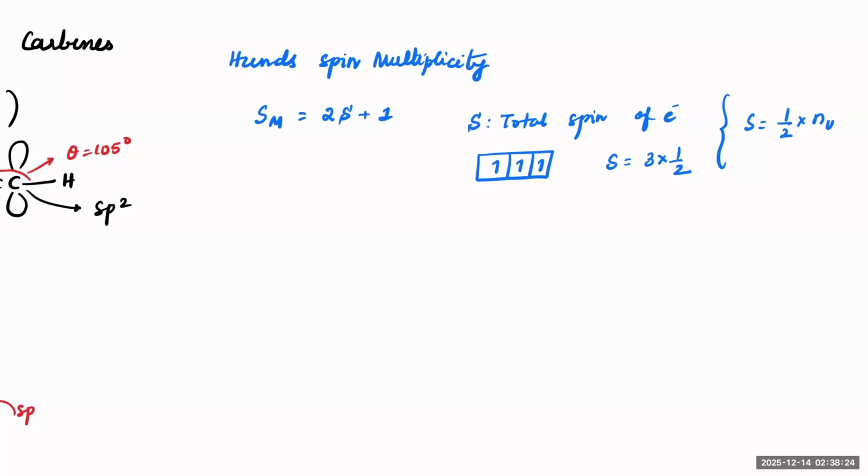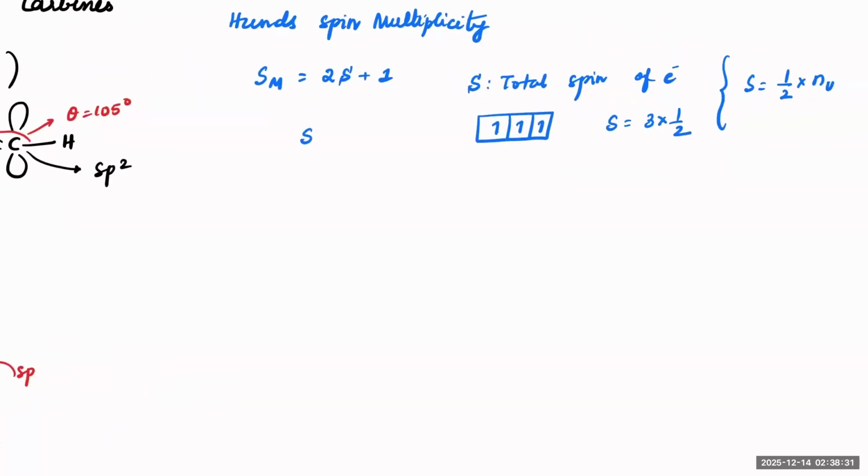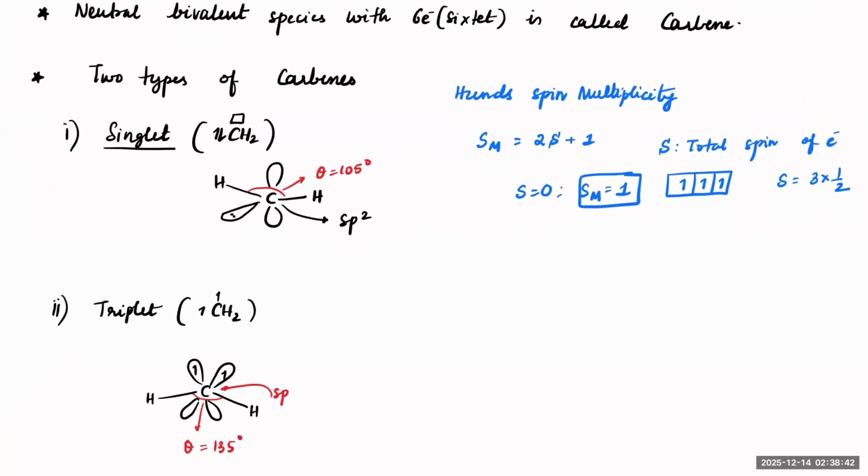So in case of CH2 singlet, there are no unpaired electrons. Since there are no unpaired electrons, S will be equal to 0. So S is 0, so spin multiplicity is equal to 1. Since you are getting 1, that's the word used: singlet carbene.